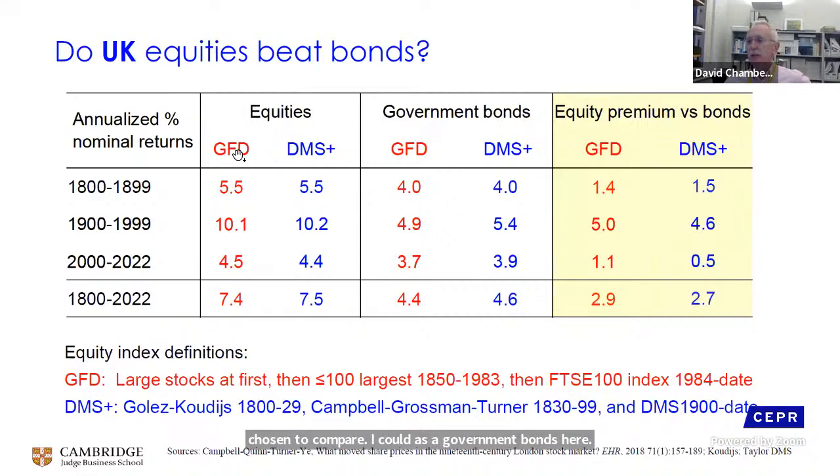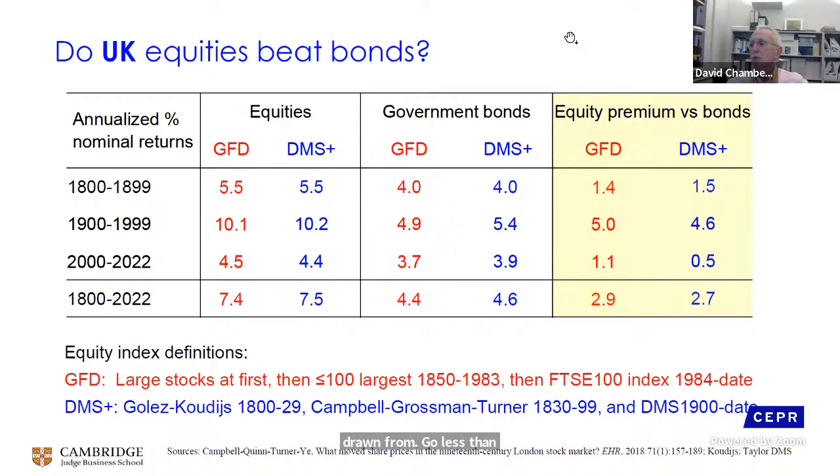The two series we're looking at, the first here in red is Global Financial Data, which will be known to quite a lot of you, and some of you may indeed have used it. We're contrasting that with what we call the Dimson, Marsh and Staunton Plus series, where the DMS data runs from 1900, and the 19th century data is taken firstly from Campbell, Grossman and Turner, beginning in 1830, and then the first 3 decades are drawn from Goetzmann and Ibbotson.